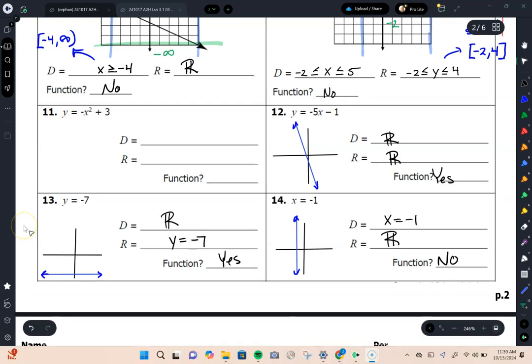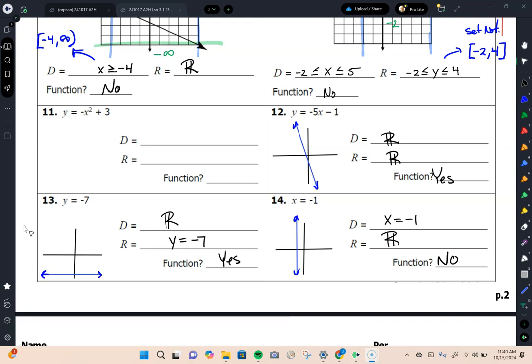You should have come up with these for your domains and ranges. Take a look and see how you did. Okay, so notice with the horizontal line, the y value is always the same. It doesn't get bigger or smaller, so we would just say y is always equal to -7. There's only one value for that range, okay?